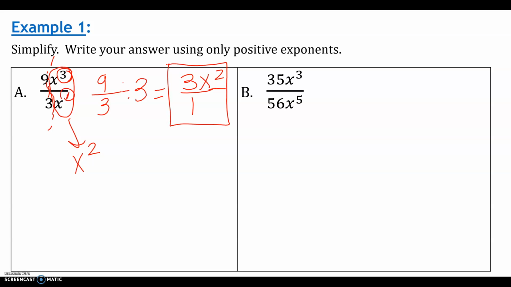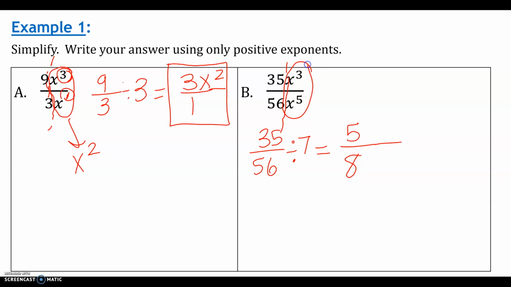Let's look at letter B. Draw your dotted line. We have 35 over 56. So you need to think of a number, and we're not doing decimals, that will go into both 35 and 56. And I believe you can divide by 7. So if you do that, you're going to get 5 over 8. Now look at your x's. You have x cubed and x to the fifth. You're going to get x squared, and it's going to go on the bottom because this 5 was bigger than this 3.